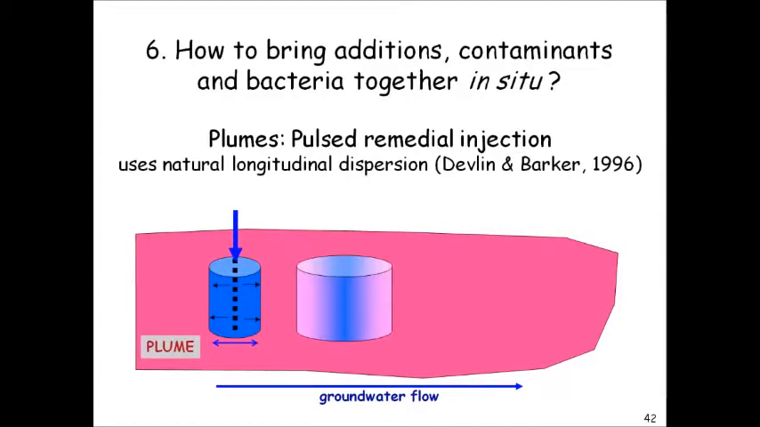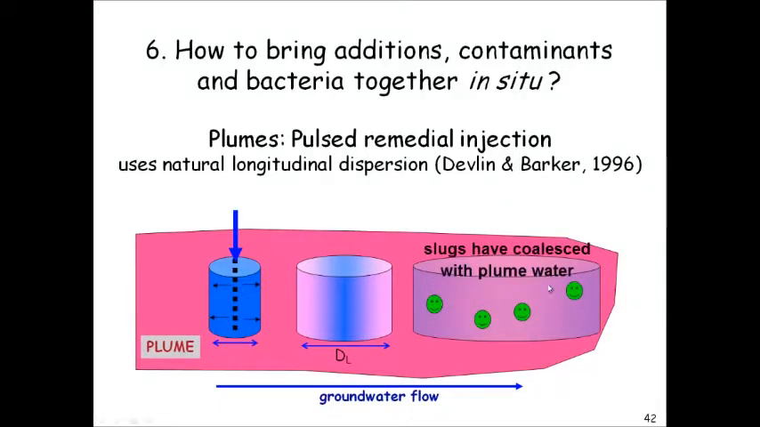As they move down gradient, mixing occurs by longitudinal dispersion. So that is, at the front and the rear of this slug, we get mixing. The remedial chemicals are spread out, they're diluted, but they're spread out. So later we do another injection, and that slug moves down gradient. Eventually that slug disperses enough so that there's essentially always some remedial chemical and some contaminant available at every spot over time. And that's exactly what we need to promote bioremediation.